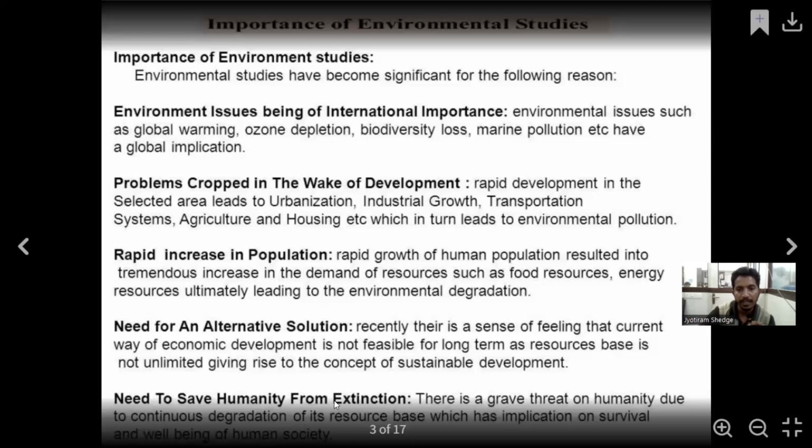Recently there is a sense that the current way of economic development is not feasible in the long term as a resource base. That's why we need to study environmental science. The most important point is that we need to save our humanity from extinction. That's why we need to study environmental science.